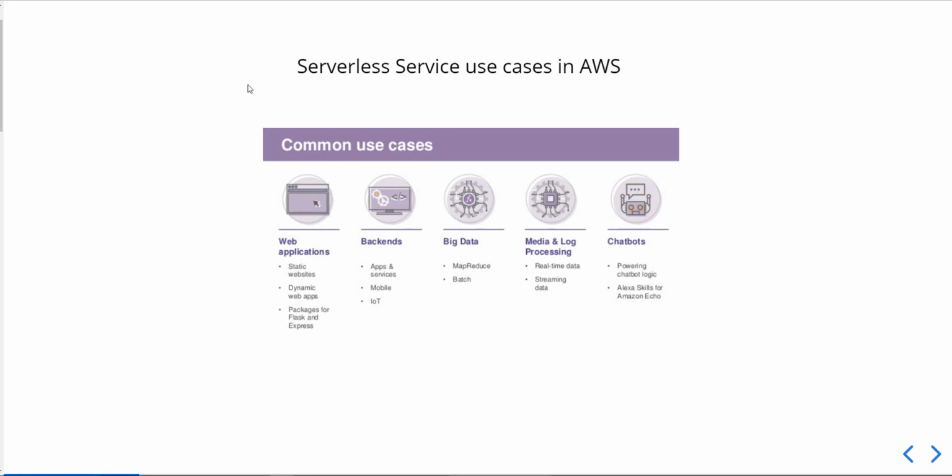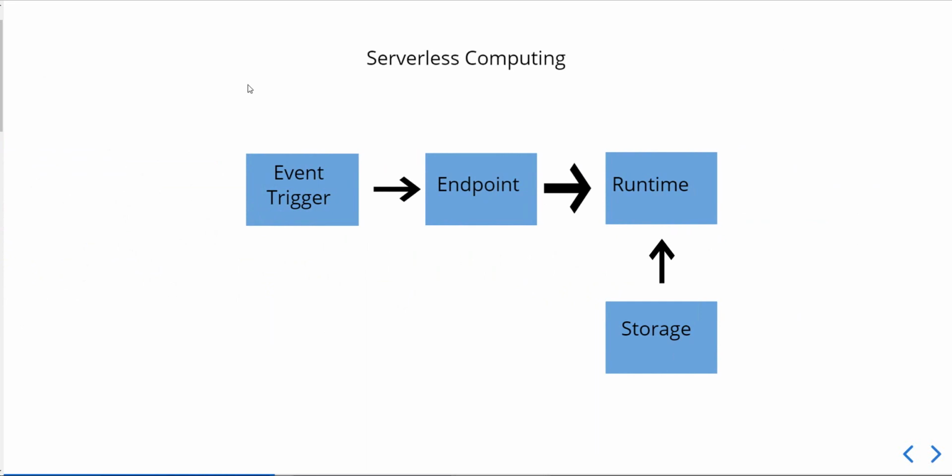So let's take a look at what the basic components of the serverless service are. The first thing is a trigger event, which is fired based on a request or an event through an endpoint or a gateway, which then communicates with the serverless service runtime. This runtime is where our code actually runs. The runtime then takes the code from the storage, executes the request, performs the operation, and sends the result back to the requester through the endpoint.